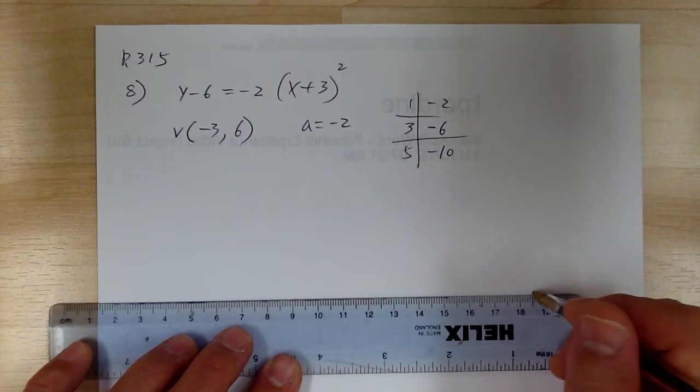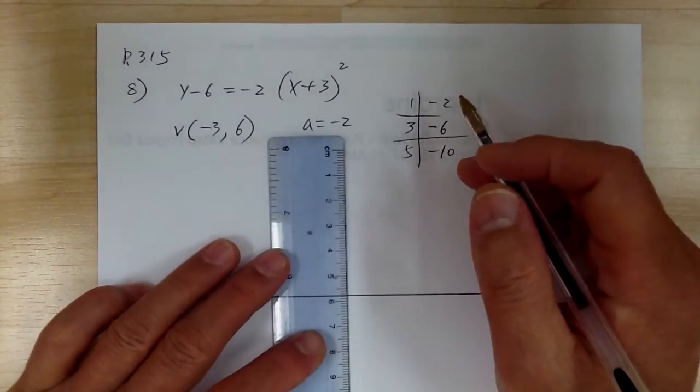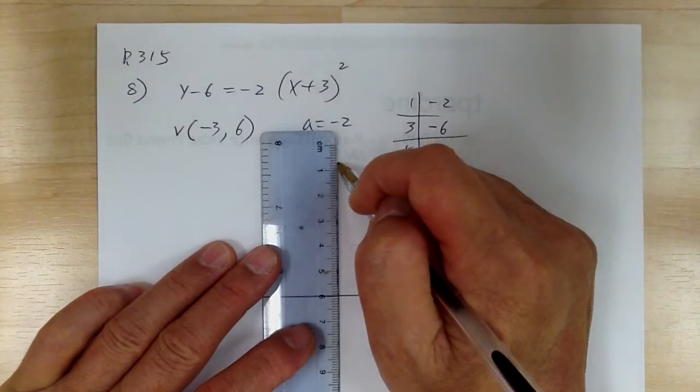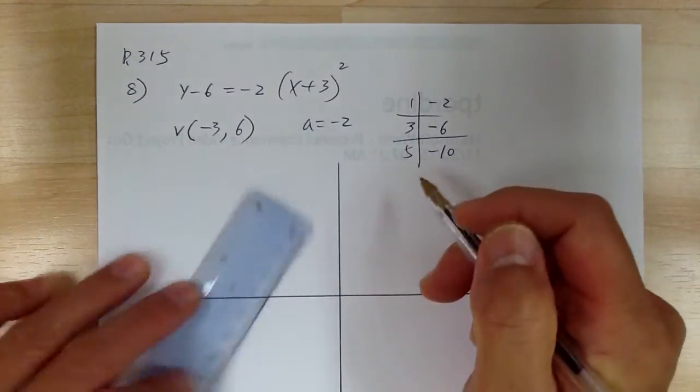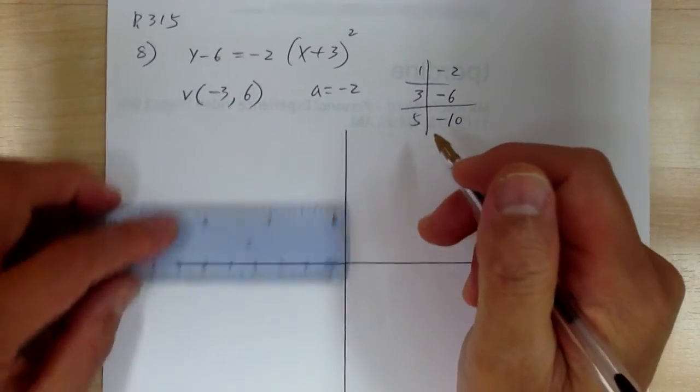So this graph is going to be kind of big, so I'm going to make a little bit smaller graph. So the vertex is negative 3, 6.